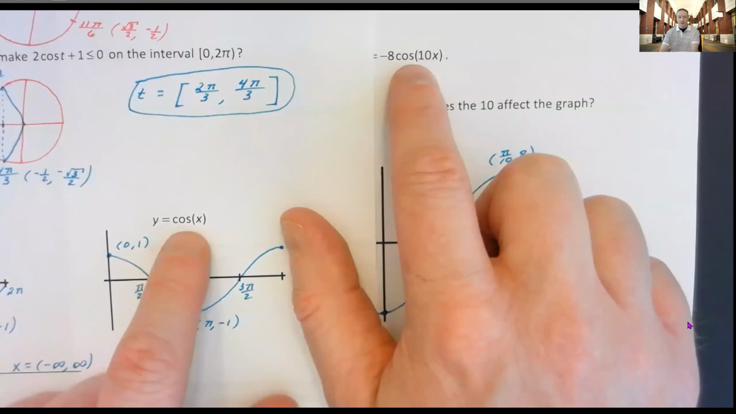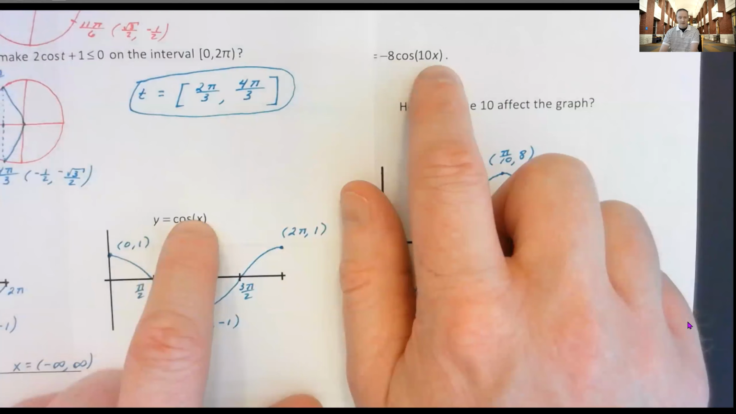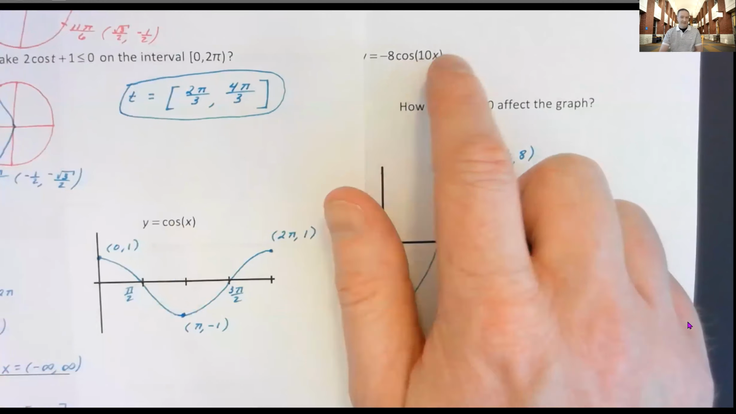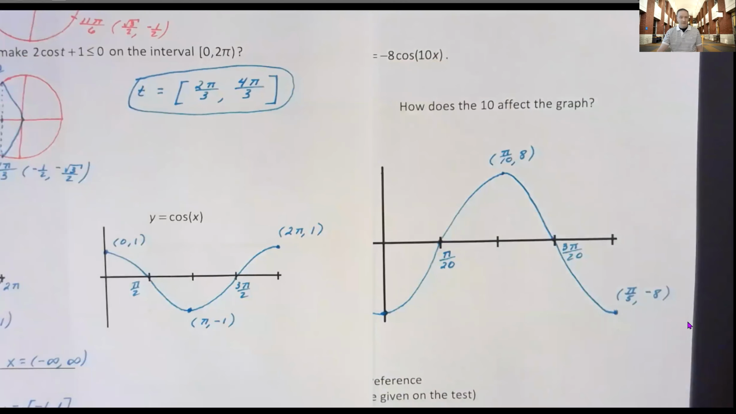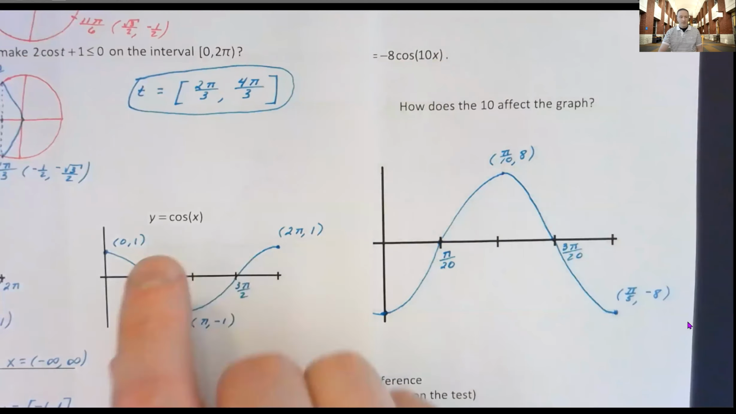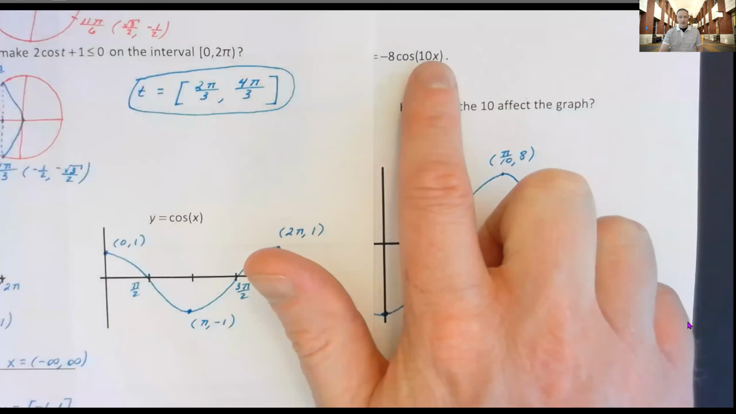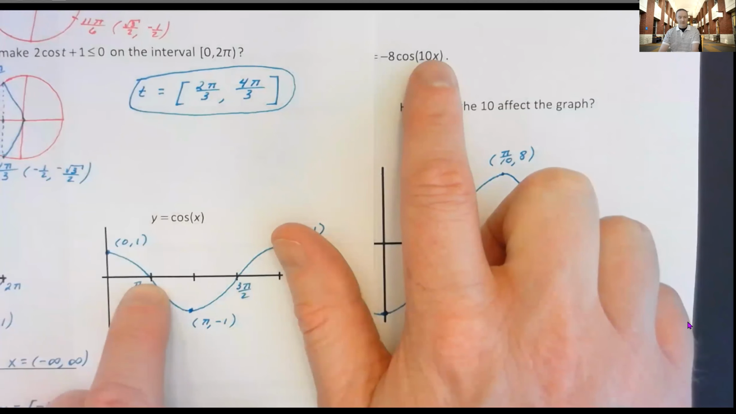Well, first of all, I want to consider what the difference in the cosine of x and the cosine of 10x is. I remember that that's going to affect it horizontally, and whenever something is in with the x, it does the opposite to the x values, it looks like. A lot of people, if they're not really thinking, will say, oh, you're going to take each of your x values and multiply them by 10. Nope. You're going to divide all of your x values by 10.